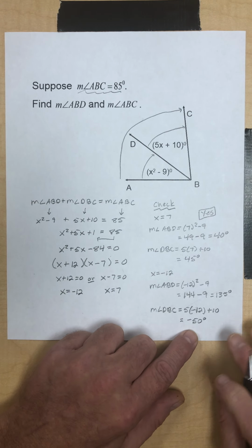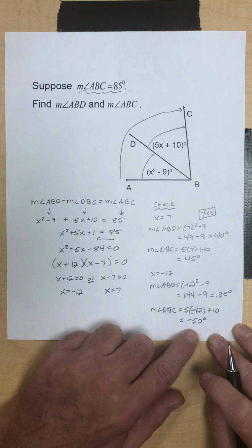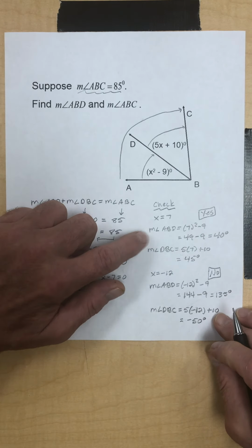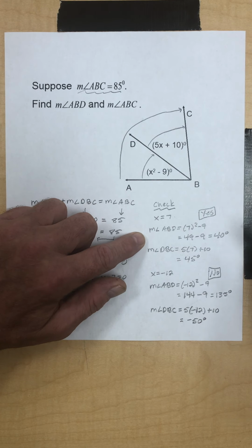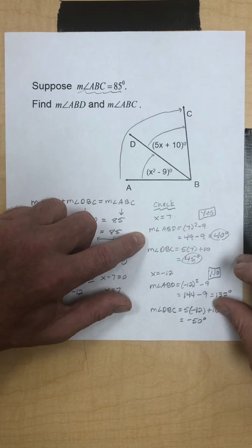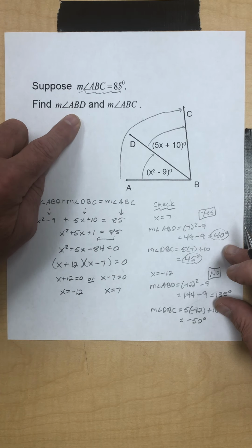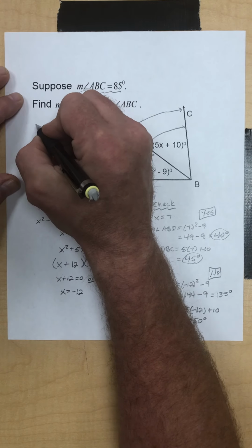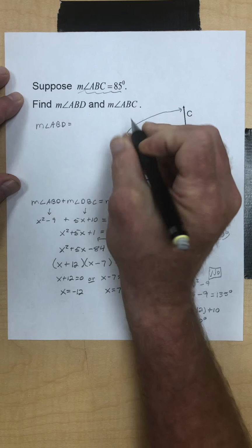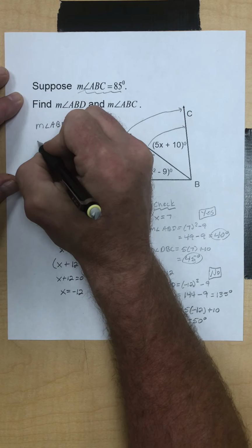Now, we don't work with negative angle measures, okay? So this guy does not work out. Okay, so we only have one valid solution right here. Okay, x equals 7, and it gives us the two angle measures we're looking for. Okay, so notice it says find the measure of angle ABD and find the measure of angle ABC.